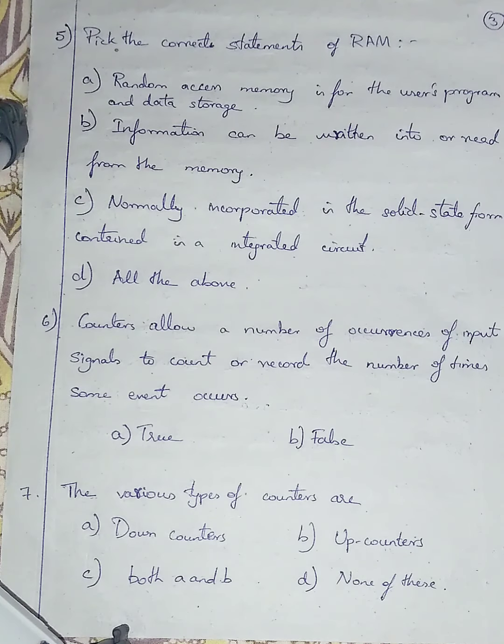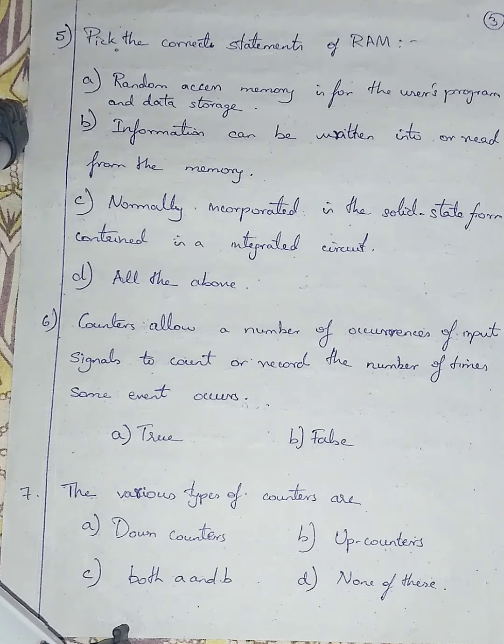Pick the correct statements of RAM. What are the correct statements of RAM? We have studied from our lower classes what RAM is. Option number A, random access memory is used for the user's program and data storage. Option number B, information can be written into or read from the memory. Option number C, normally incorporated in solid state form contained in an integrated circuit. Option number D, all the above.